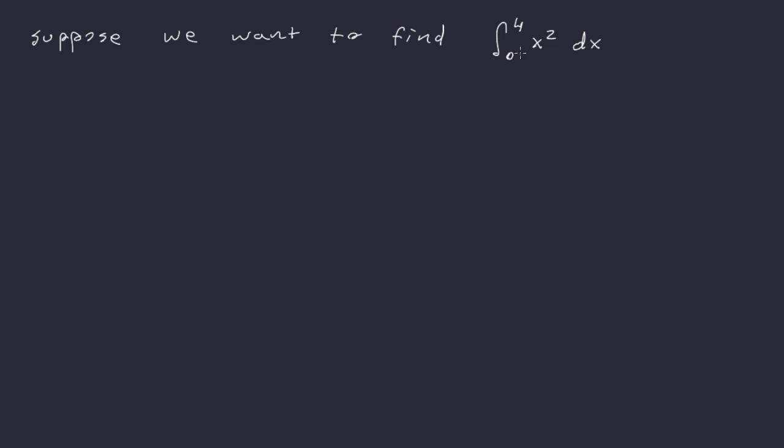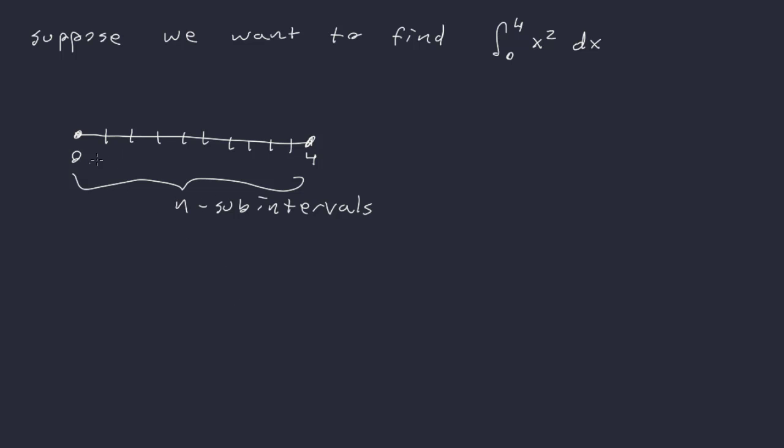All right, so suppose we want to find the definite integral from 0 to 4 of x squared dx using a limit. The idea is that we take the interval from 0 to 4 and split it up into n rectangles, n subintervals. Each subinterval is going to be the length of delta x, and delta x is b minus a all over n.